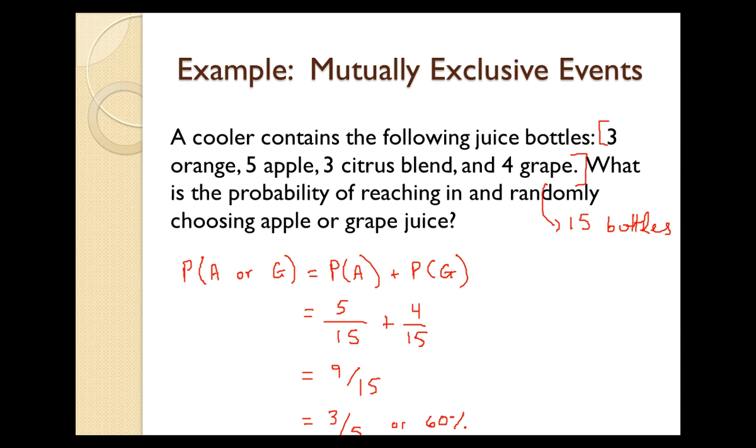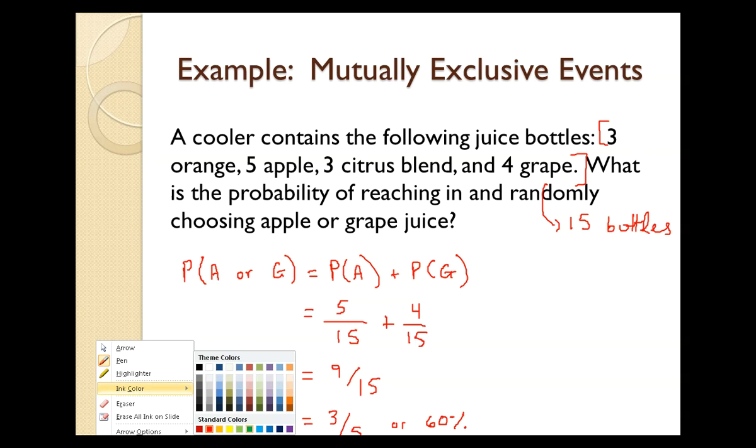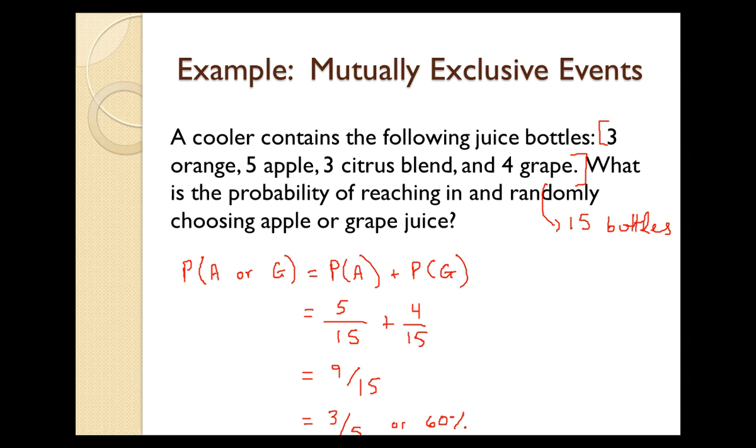One thing to notice in this question: maybe you're wondering, the probability of getting apple was 5 out of 15, so why didn't I put that into lowest terms? Well, in cases like these, when adding probabilities together, it's much easier if they have the same denominator. That makes adding those fractions a lot easier. So it's often in your best interest for these kinds of questions to keep them as the same denominator. It'll make your life a lot easier.